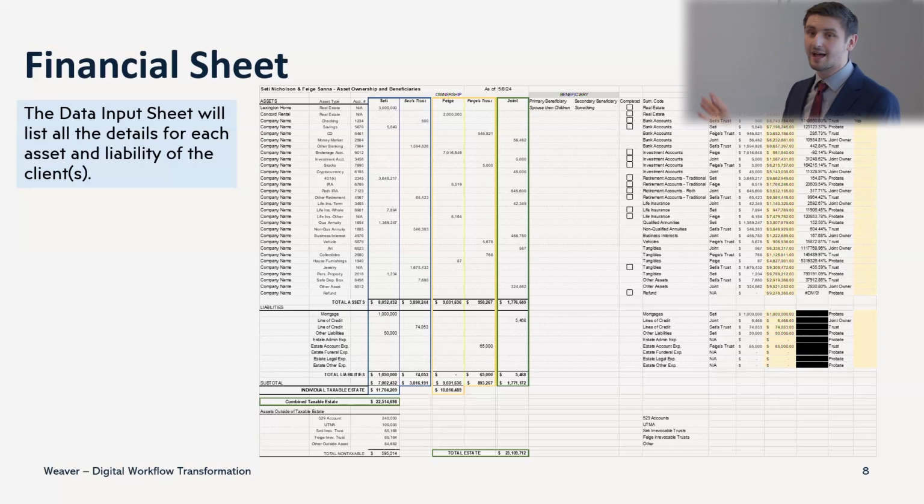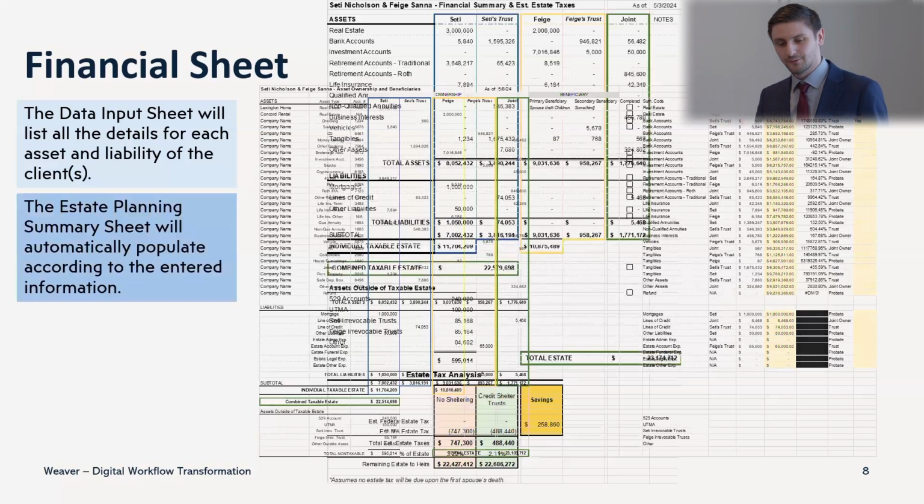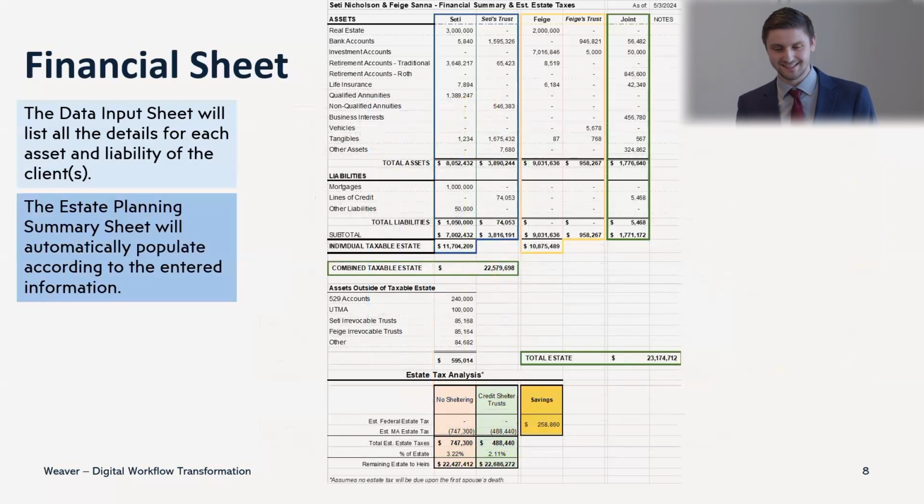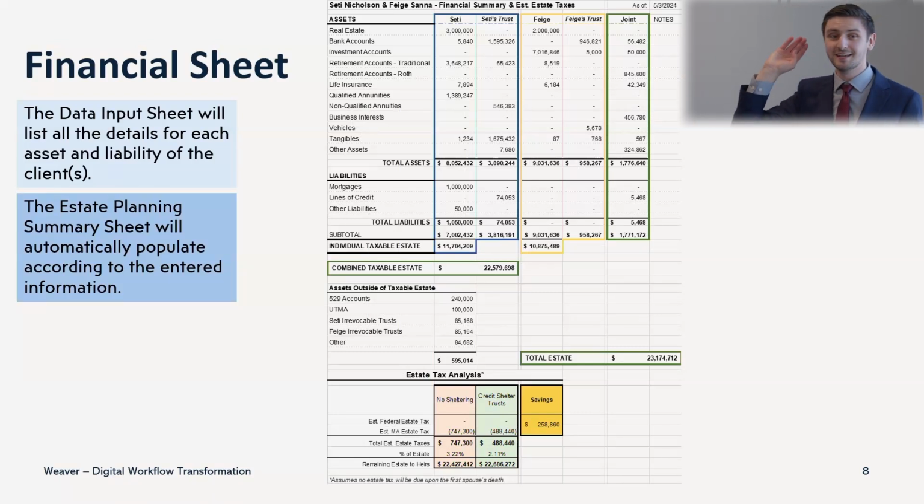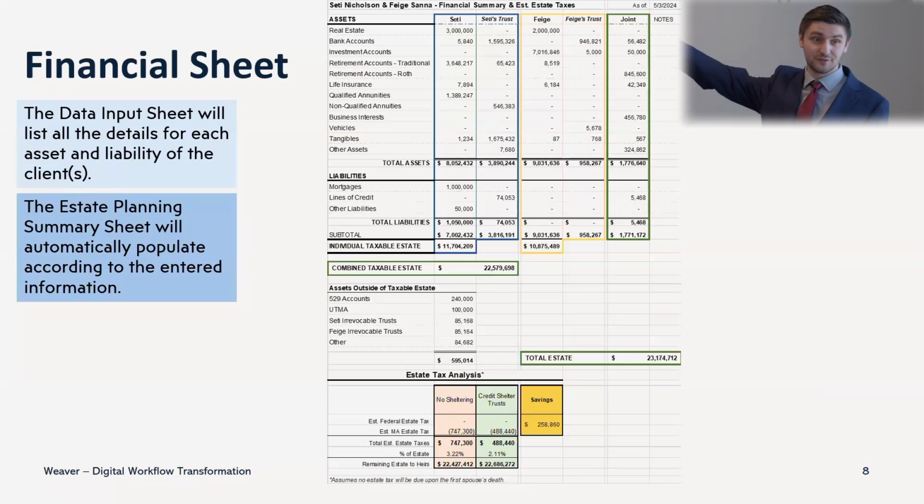So it's a lot of information, and there are even more columns and rows to this. I had a lot of fun with this one. The exciting part is this sheet will automatically populate the estate planning financial summary, which is this one here. This one should not even have to be touched by any staff member, not even for the names. I was pretty proud of that one.